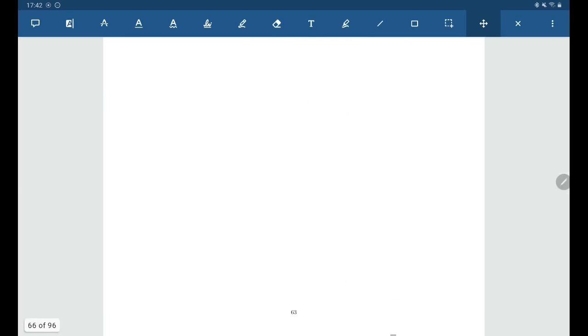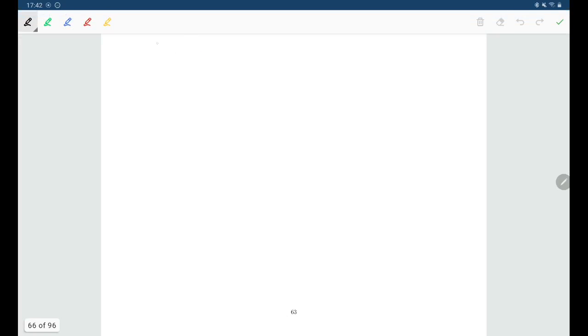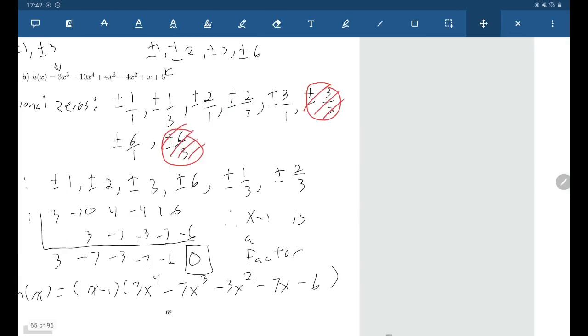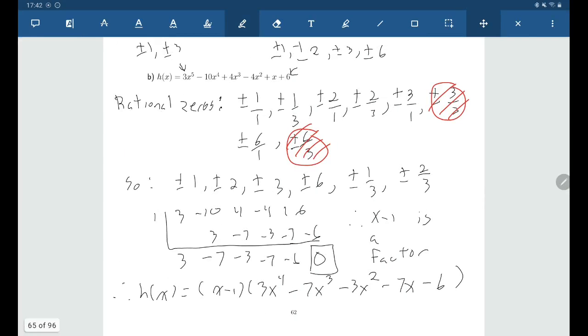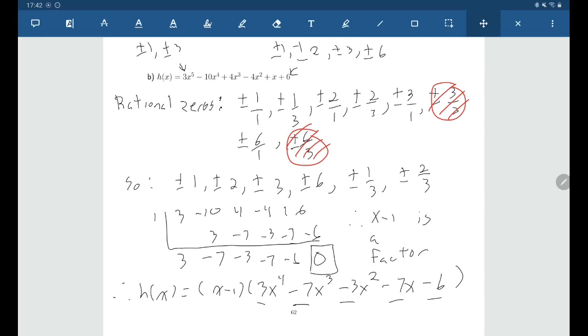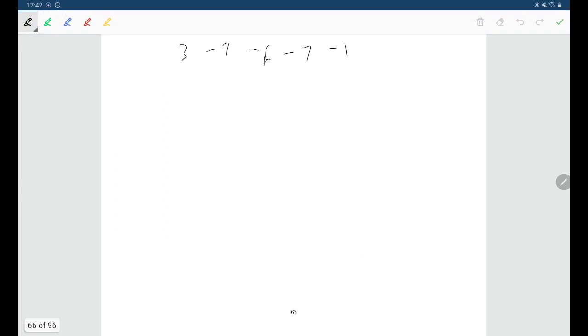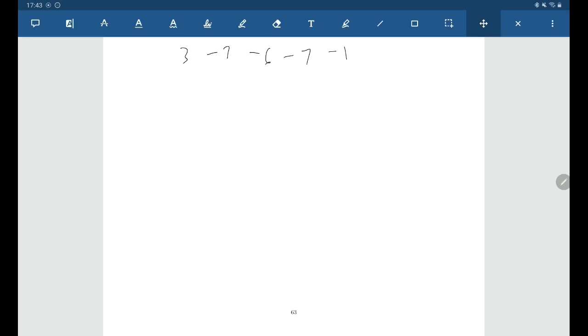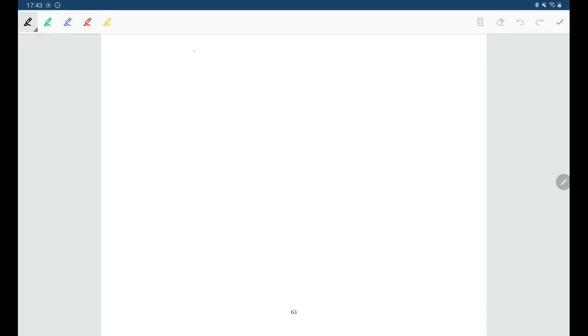So what's left over, let me just make sure I've got my coefficients correct. Coefficients are 3, negative 7, negative 3, negative 7, negative 6. Let's try that again. 3, negative 7, negative 3, negative 7, and negative 6. There we go. And let's check to see whether 1 is a zero.